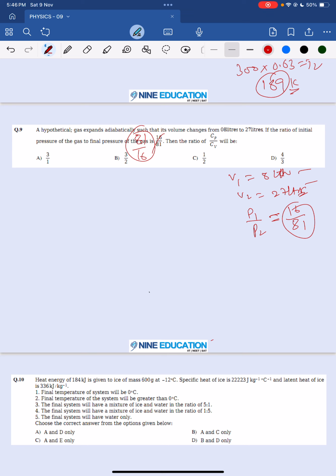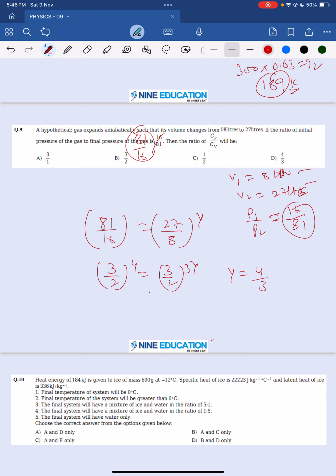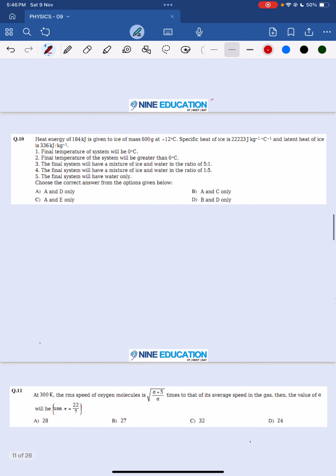So we are writing here 81 by 16, and this will be our V2 by V1, so 27 by 8, to the power gamma. So we can write 3 by 2 to the power 4, and this will be 3 by 2 to the power gamma. So we can write gamma equals 4 by 3, correct? So this is our answer.